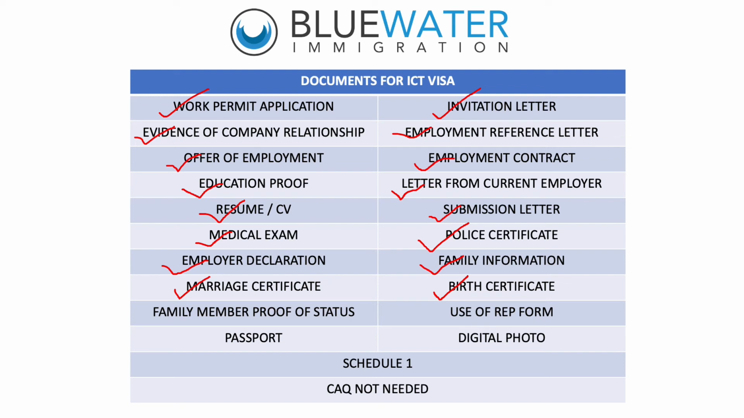If you have family members that are Canadian citizens or permanent residents, you need to provide proof of status of that, and it's proof of their Canadian citizenship or their immigration status document or a permanent resident card. You need to make sure that you are showing the copies of both the sides of these documents, which is quite crucial. The use of rep form is for when you are using a paid representative to act on your behalf. So that's a form that's definitely very important. You need to provide details of your passport and finally the digital photo as well.